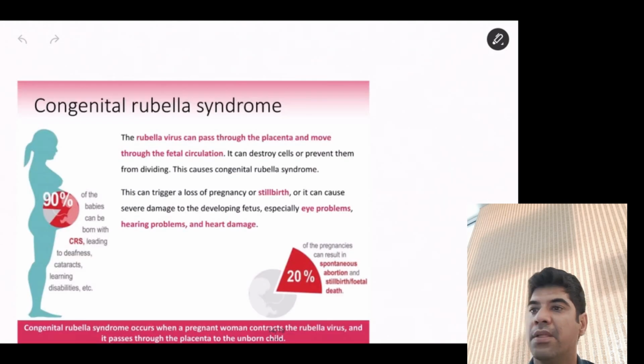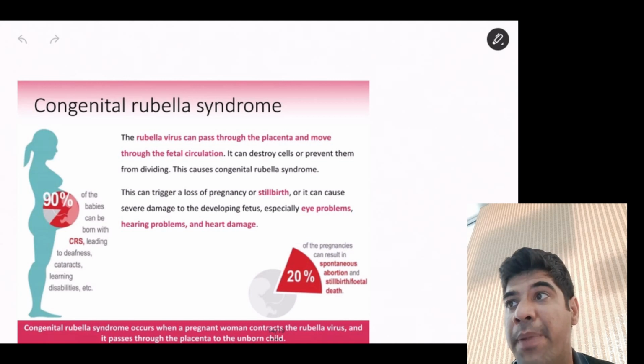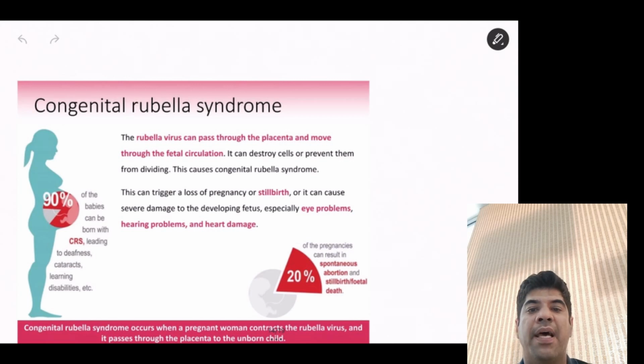The complications include arthritis, encephalitis, and congenital rubella syndrome if pregnant women are infected. So what is the impact on the pregnancy? The congenital rubella syndrome, the greatest concern with rubella is its impact on the pregnant woman.